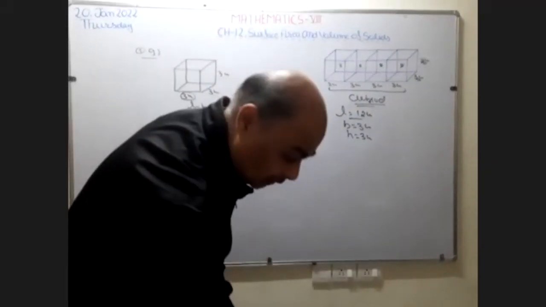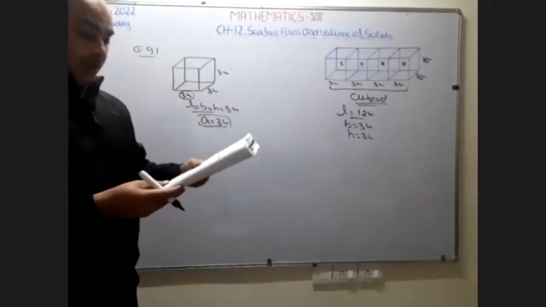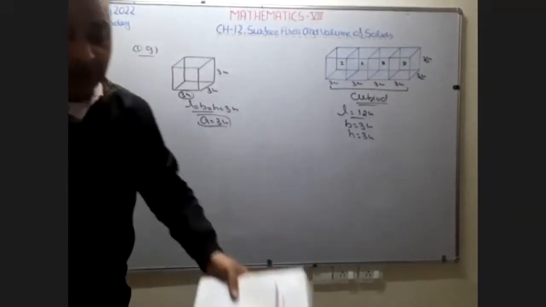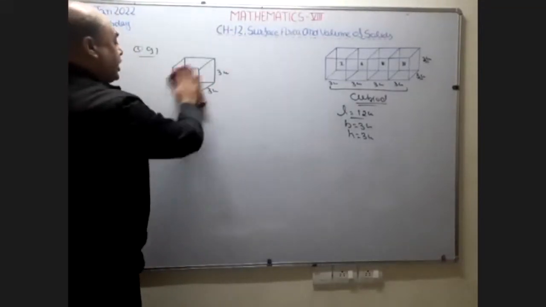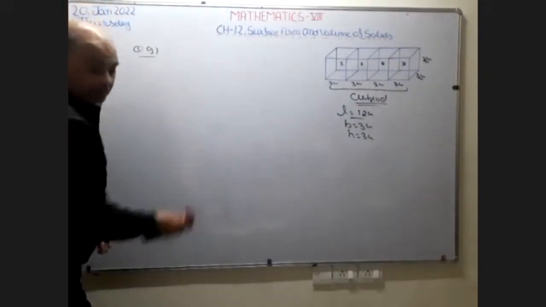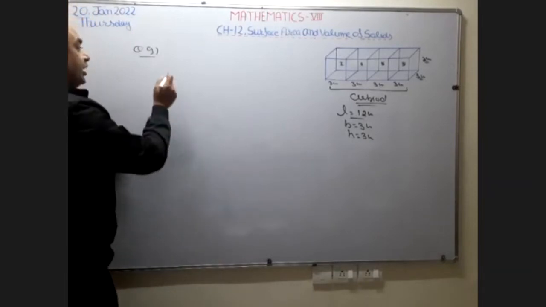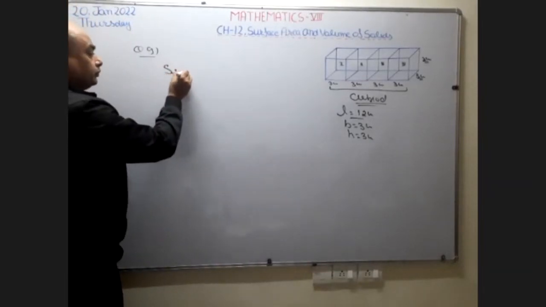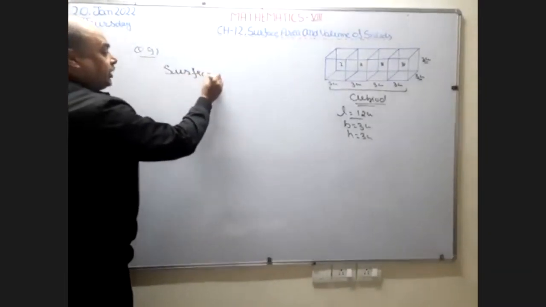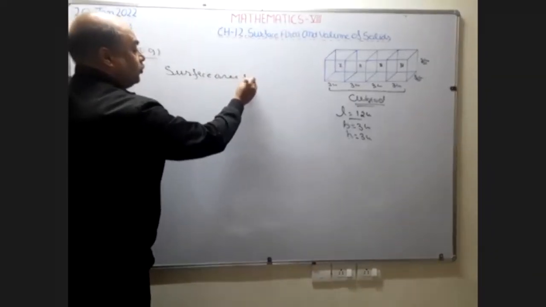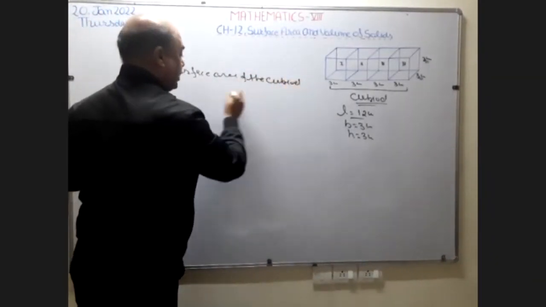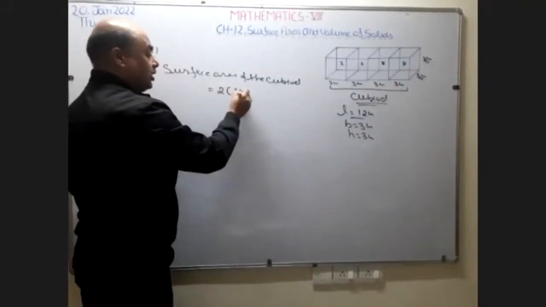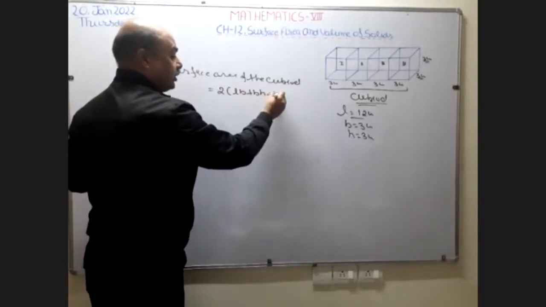Now what is the question? Find the surface area of the cuboid. So write surface area of the cuboid. What is the formula for finding the surface area of a cuboid? The formula is 2 into (LB plus BH plus HL).